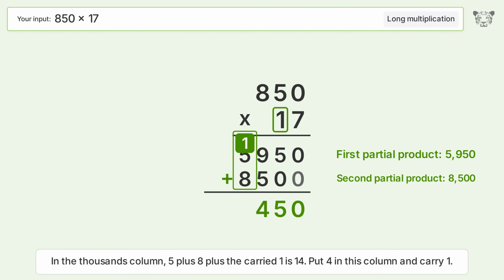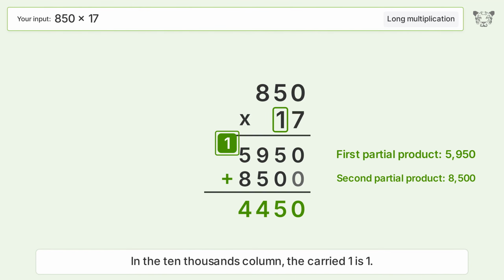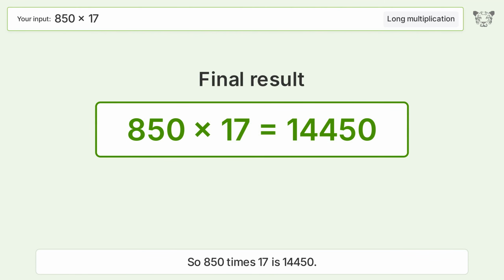In the thousands column, 5 plus 8 plus the carried 1 is 14. Put 4 in this column and carry 1. In the 10,000s column, the carried 1 is 1. The product of the whole numbers is 14,450. So 850 times 17 is 14,450.